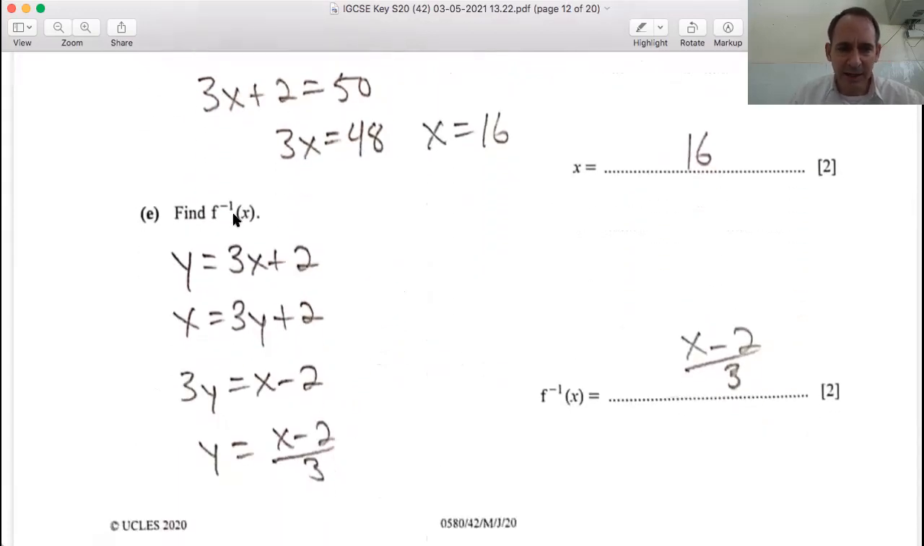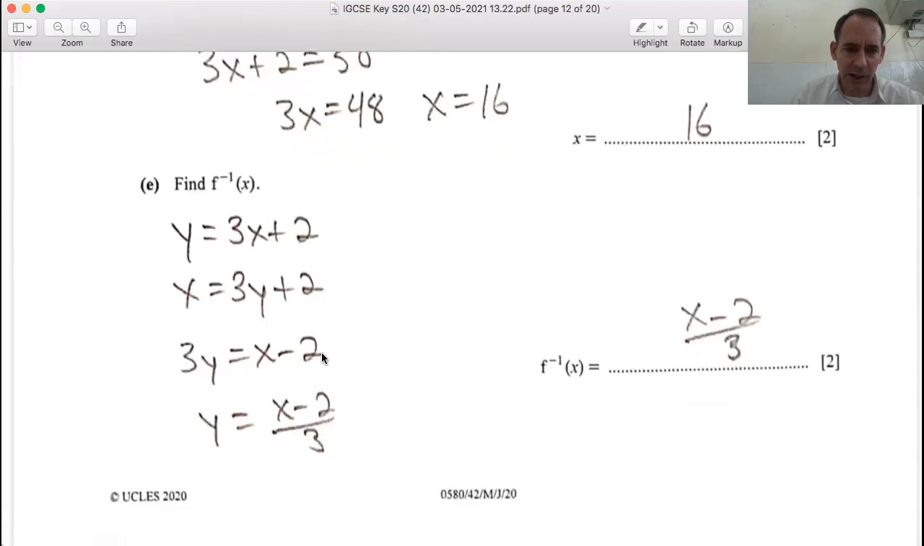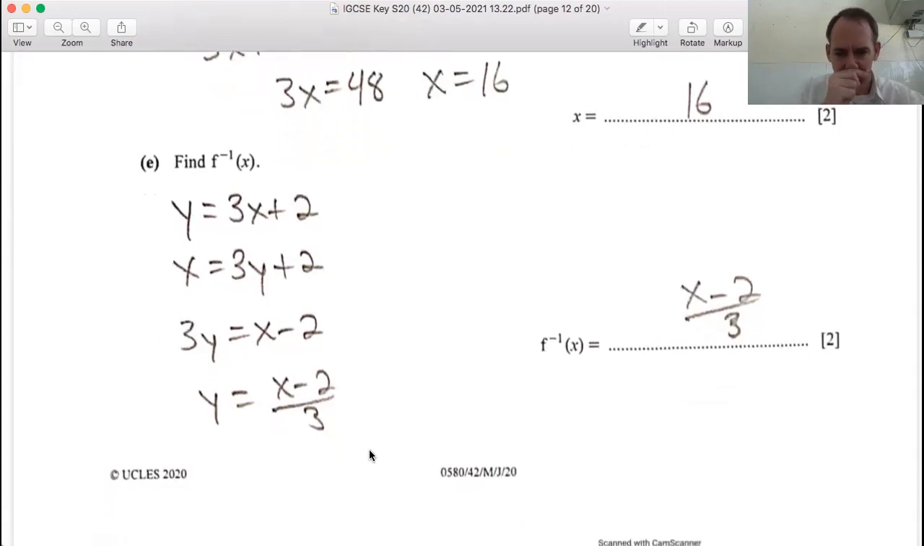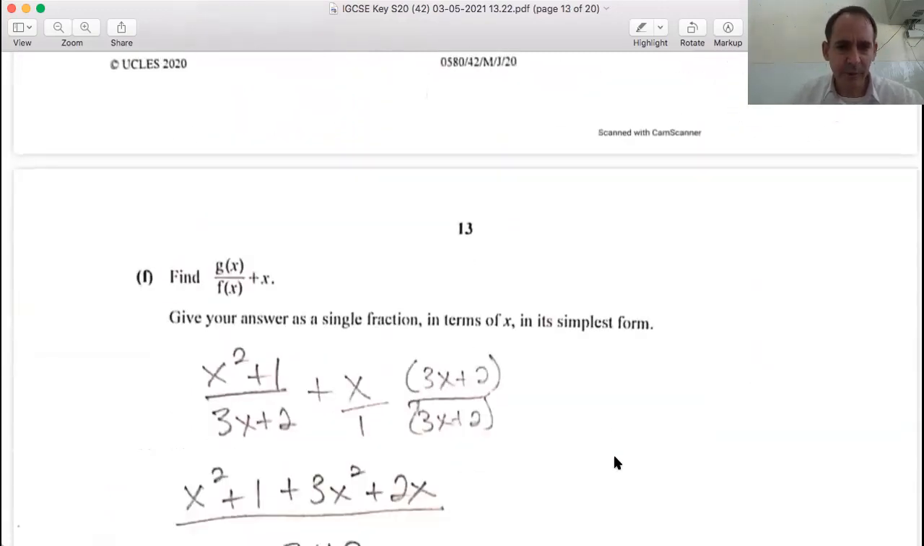Now they want you to find the inverse function. So remember, here's f of x, y equals 3x plus 2. Switch the x and y, and then solve for y. So we subtract the 2 over here, so you get x minus 2. Then divide by the 3, and you get (x minus 2) over 3. That is your inverse function.